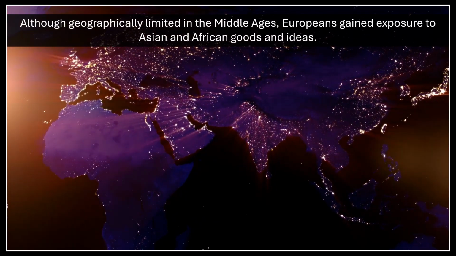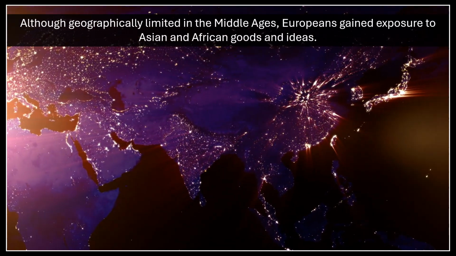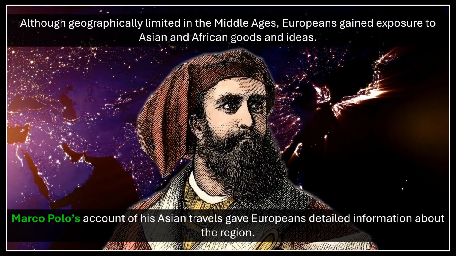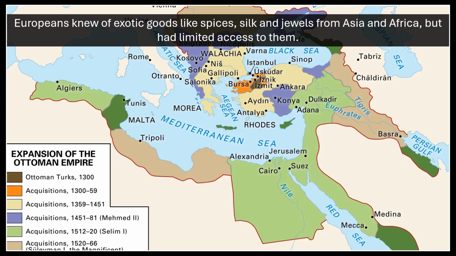Right. And so we know this. We already have exposure to Africa and Asia. And a big part of that is because of this dude, Marco Polo. And this is way predating our curriculum. He is like 1200s. But he had traveled to China, and that's kind of what had opened this trade between Asia and Europe. So again, we know they know about spices and silks and jewels, but it's hard to get to them. This is all kind of stuff we've talked about.